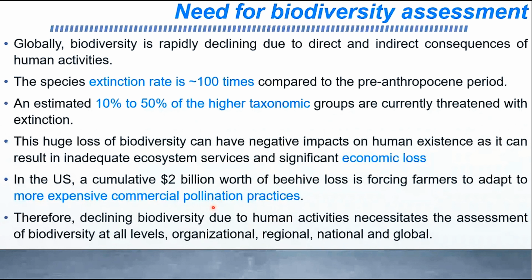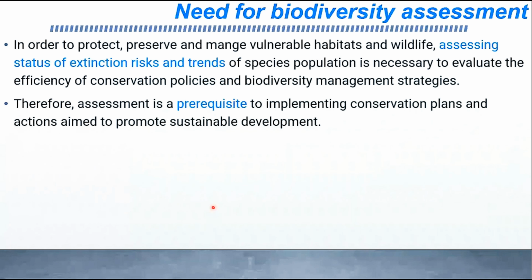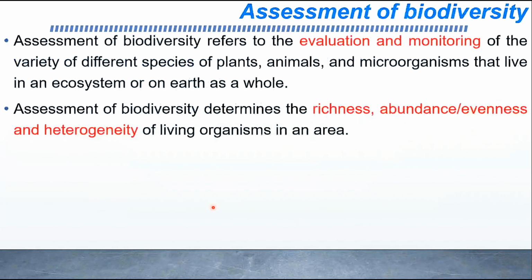We need to go for biodiversity assessment so that we can protect the habitats, we can protect the ecosystem, and we can protect the species that are present within the ecosystem, right? Now, what do we do in biodiversity assessment? As I told you, we also call this a baseline study. So here we look at the richness, here we look at the diversity, right? Here we look at the population, that means abundance of a particular species, and we look at heterogeneity of the species within different ecosystems.